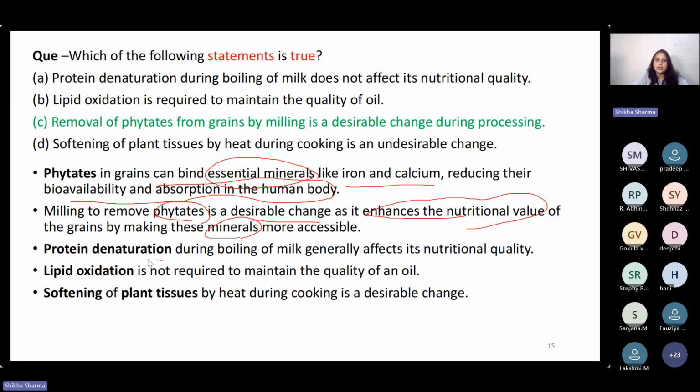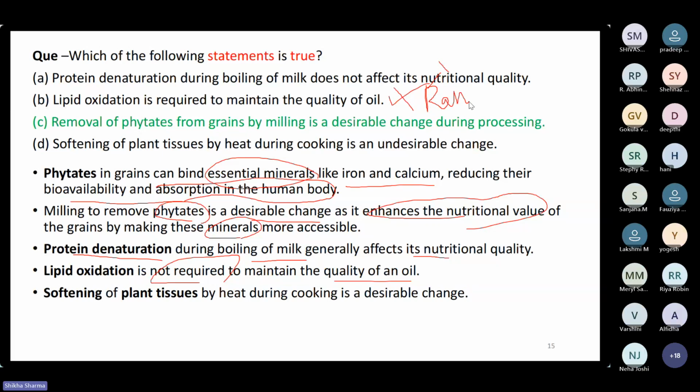But the protein denaturation during the boiling of milk generally affects its nutritional quality, so it is not desirable. And lipid oxidation is also not required to maintain the quality of oil, because of the lipid peroxidation or lipid oxidation there is the rancidity problem, which is also not required.